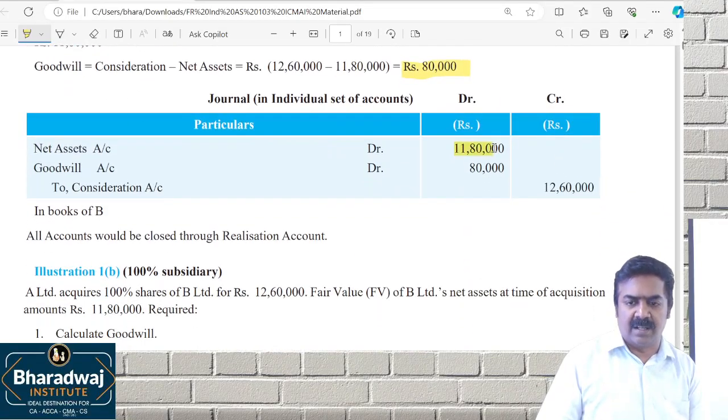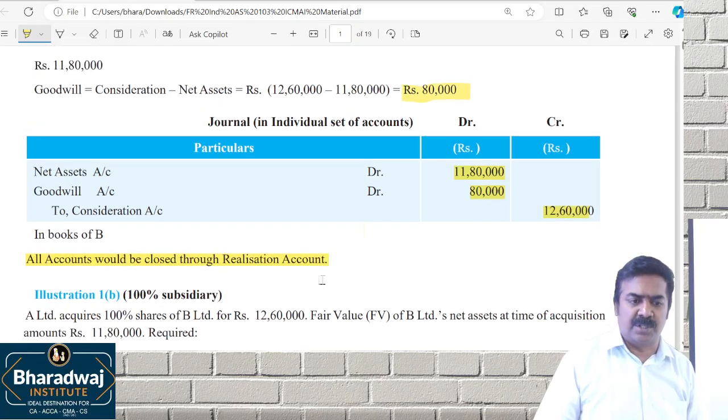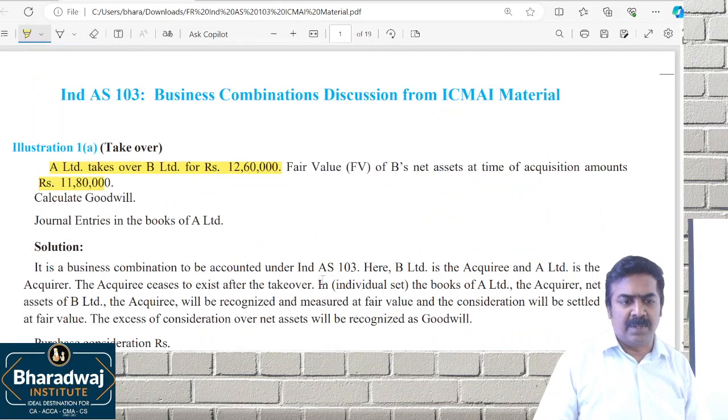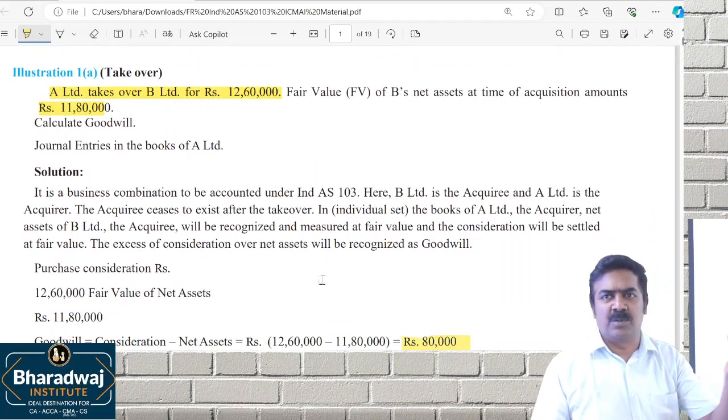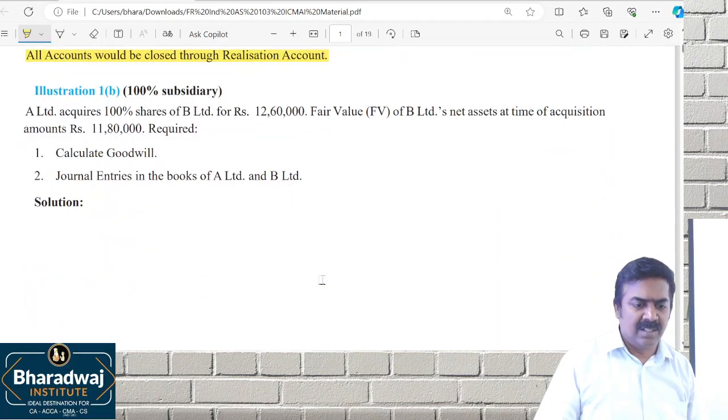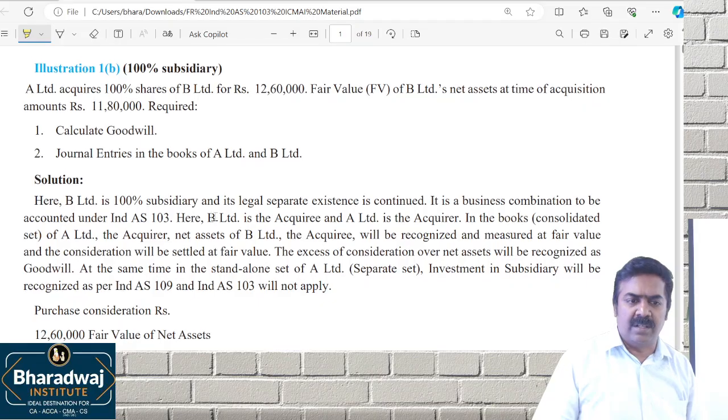We can pass a journal entry also. Net assets account debit 11,80,000. Goodwill account debit how much? 80,000. To consideration 12,60,000. Okay. In the books of B, we will be closing through which account? Realization account. Okay. So it is a simple question that can be tested for 2 marks and the question like it. Go to illustration number 1B.